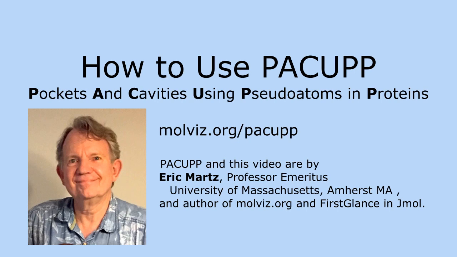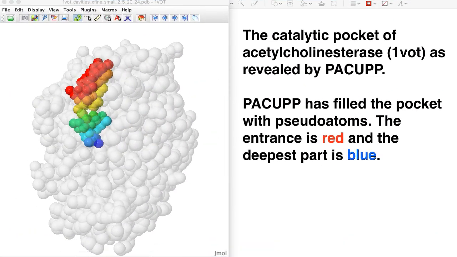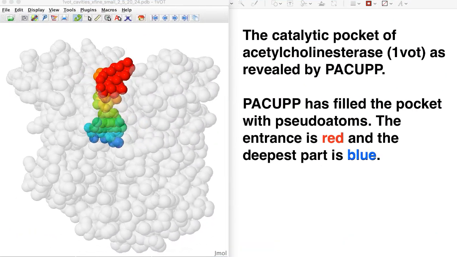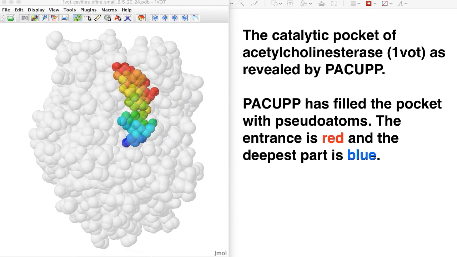In this video, I'll demonstrate how to use PACUPP to identify and visualize cavities and pockets in atomic resolution 3D models of proteins and other macromolecules. This is the enzyme acetylcholinesterase. PACUPP has filled its catalytic cavity with pseudoatoms, which are the colored atoms.